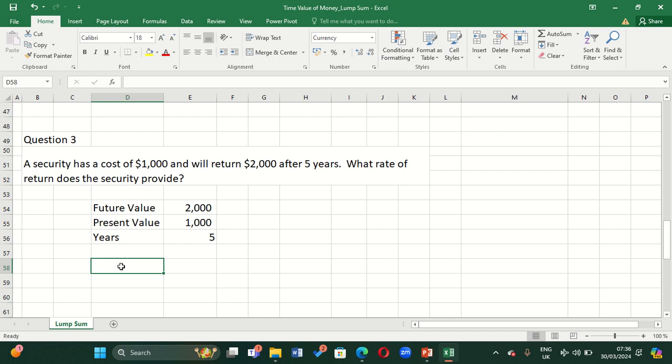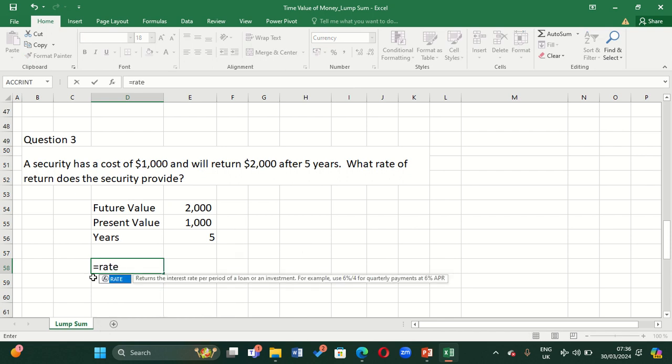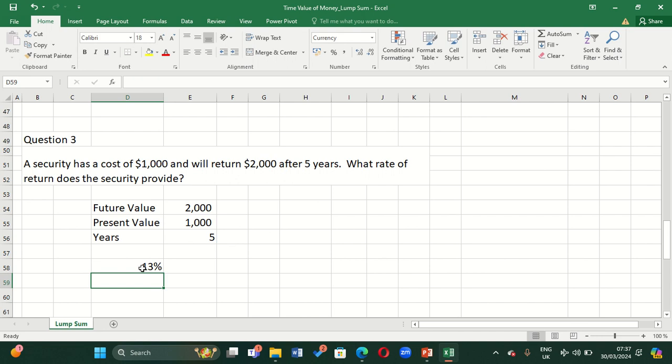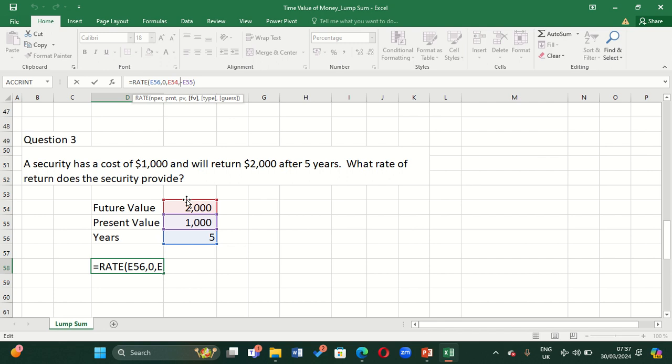So I'm looking for rate. So it equals RATE. What is the period? Period is 5 years. Then what is payment? There's no regular payment, so payment will be 0. Then what is the future value? Future value, don't forget, is 2000. And the present value, minus the present value, which is this. Because it's rate, don't forget that we have to introduce the minus to both.